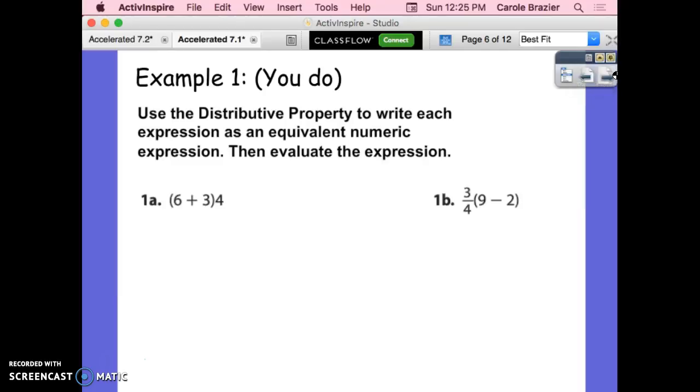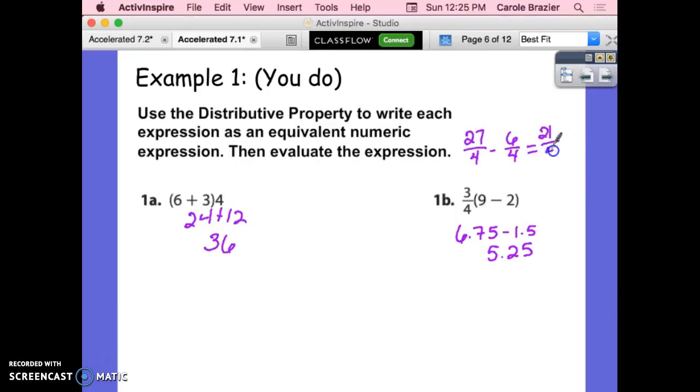Okay, welcome back. For the first one, when you distributed, you should have had 24 plus 12, and that gives you 36. The second one, you could have done it a couple of different ways. I know some of you like decimals, and so if you did a decimal form, you had 6.75 minus 1.5, and that gave you 5.25. If you do not like decimals and you left it in a fraction, you would have had 27 over 4 minus 6 over 4. If you subtracted those, you would have been left with 21 over 4, and you would have been left with 5 1/4. So either way, you got 5 1/4, whether you did it in a decimal or you did it as a fraction. I don't care which way you do it, as long as you're coming out with the right answer and as long as you're okay with it.